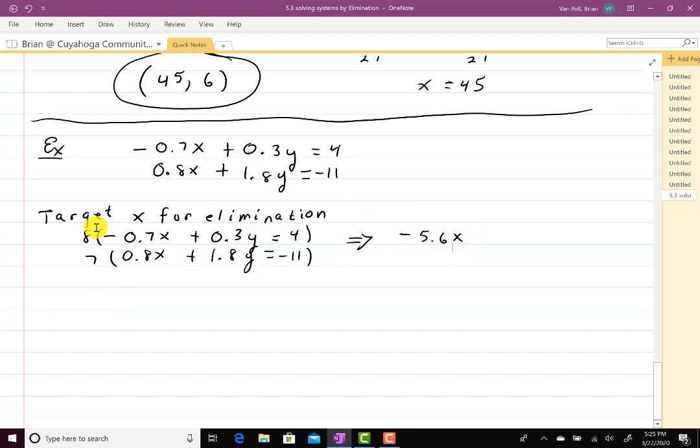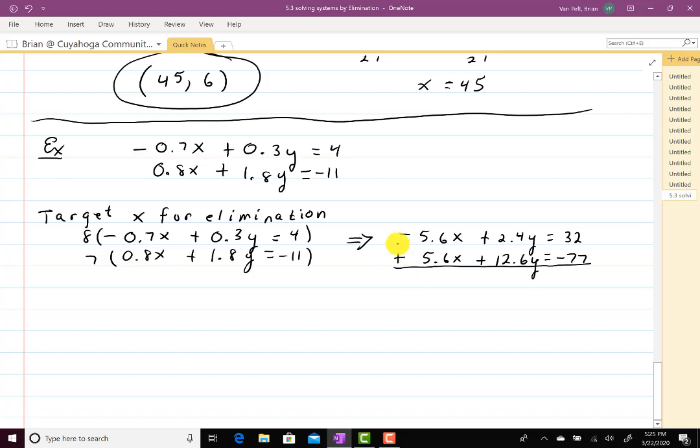-5.6x. And then when I do 8 times 0.3, I'll get 2.4. And then 8 times 4 will be 32. For the second equation, I'll get positive 5.6x. 7 times 1.8. You are allowed to use your calculator for these, by the way. But I think I'll do them in my head as much as I can. I think I'll get 12.6y there. And that equals negative 77.